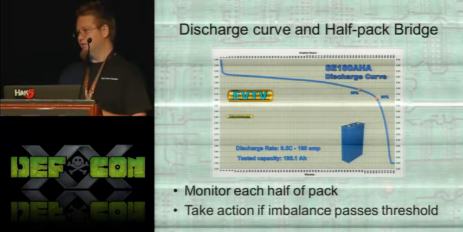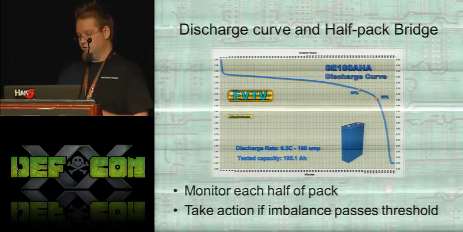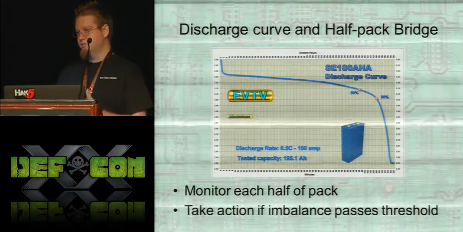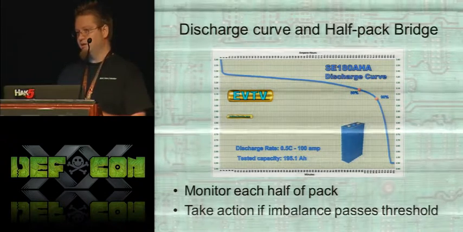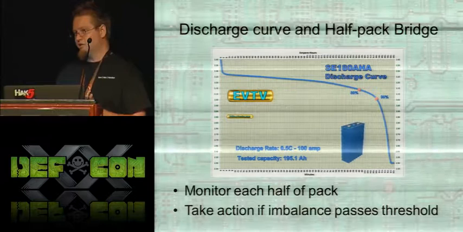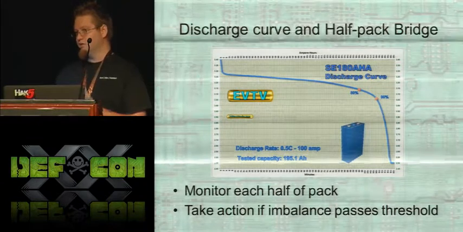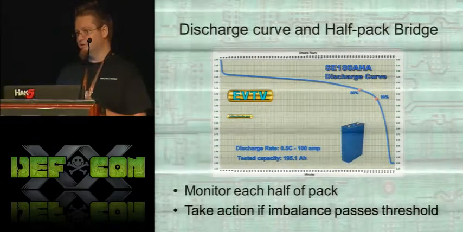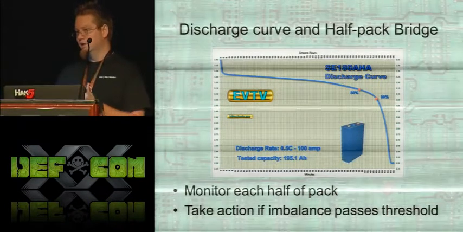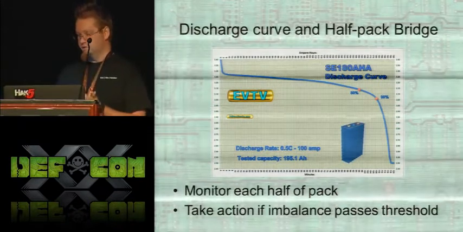One popular and inexpensive way of doing that is with what's called a half-pack bridge, which is basically just a system of comparing two halves of the pack. So if one of your cells gets weak and reaches the end of that curve where it stops dropping quickly, you can see that very easily by comparing the two voltages of the packs, because they should be basically identical. And so if one starts dropping, then you know you need to do something.